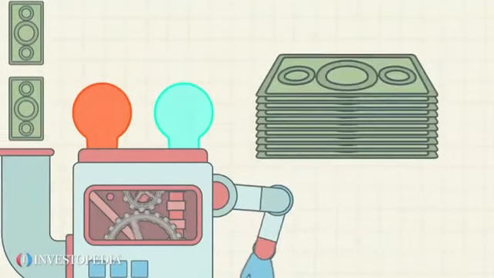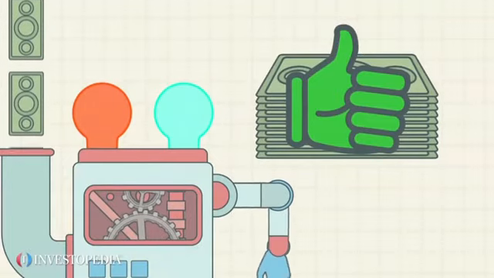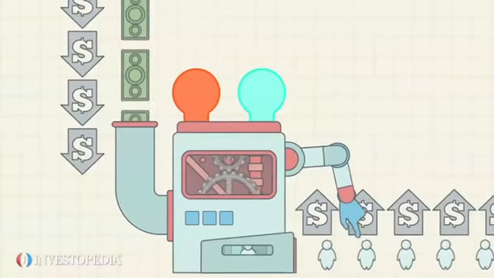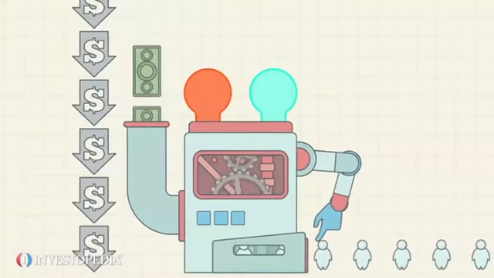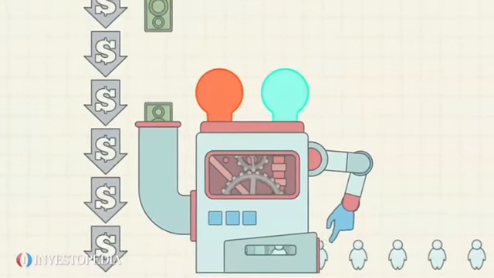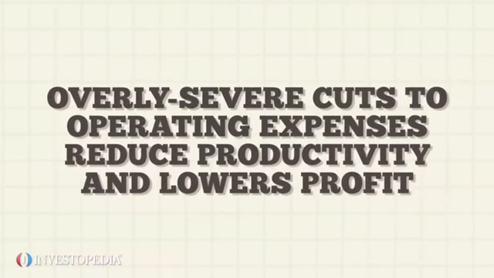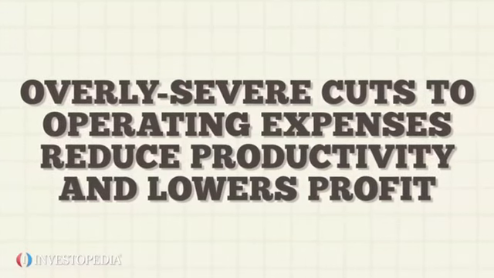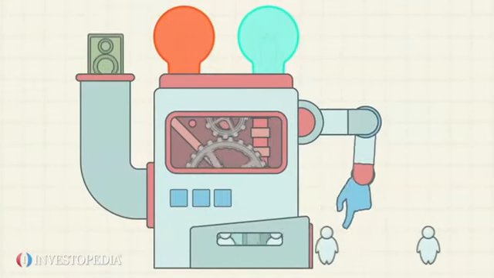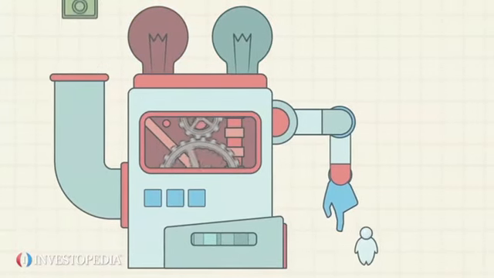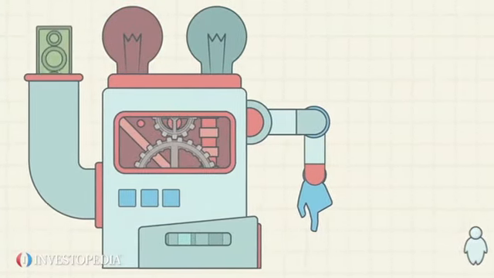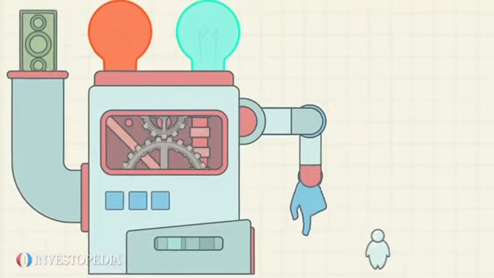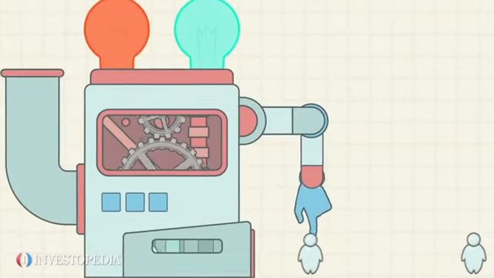Management's goal is to maximize profits. They have two interrelated options for achieving this: increasing revenue and decreasing operating expenses. Management sometimes makes the mistake of focusing entirely on cutting operating expenses to increase profits. But ultimately, overly severe cuts to operating expenses reduce productivity and lower profit. For instance, management could increase short-term profitability by reducing an operating expense such as advertising. But in the long run, sales will decline, as fewer customers are aware of the company and its products. Instead, the challenge is to keep operating expenses as low as possible, but still maintain the ability to increase sales.